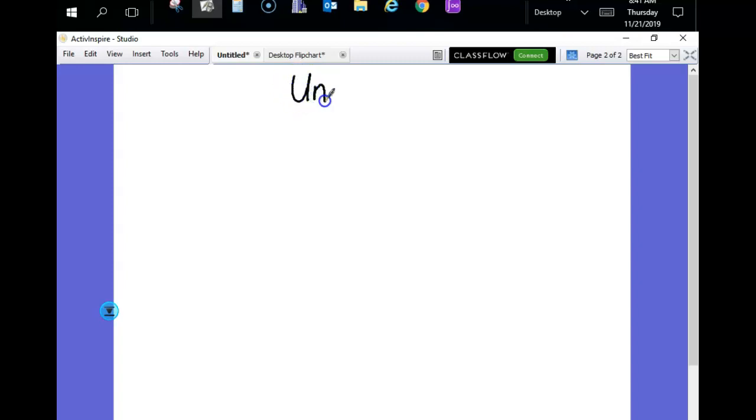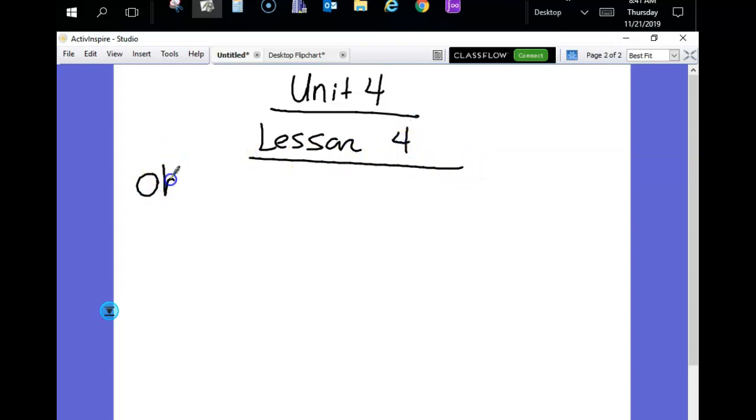So Unit 4, Derivative Concepts continued. We're on Lesson 4 of this particular unit. And today's objective will be, how does the AP ask these questions about the limit definition of a derivative? Okay, we're going to see how they ask the questions.